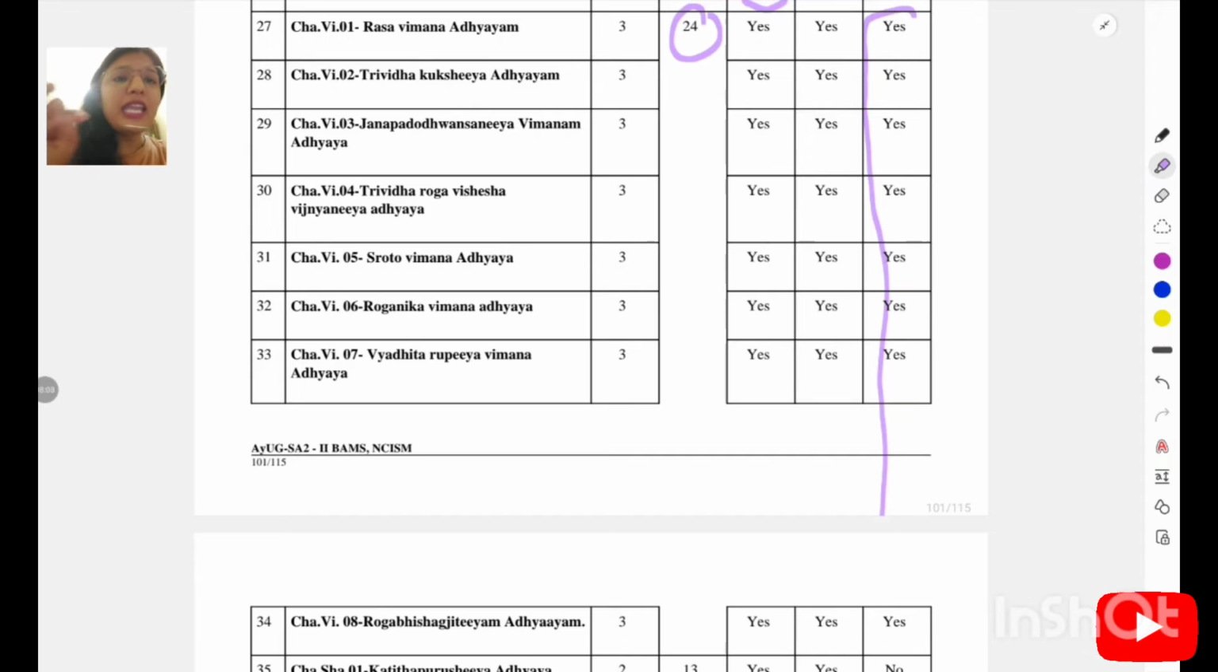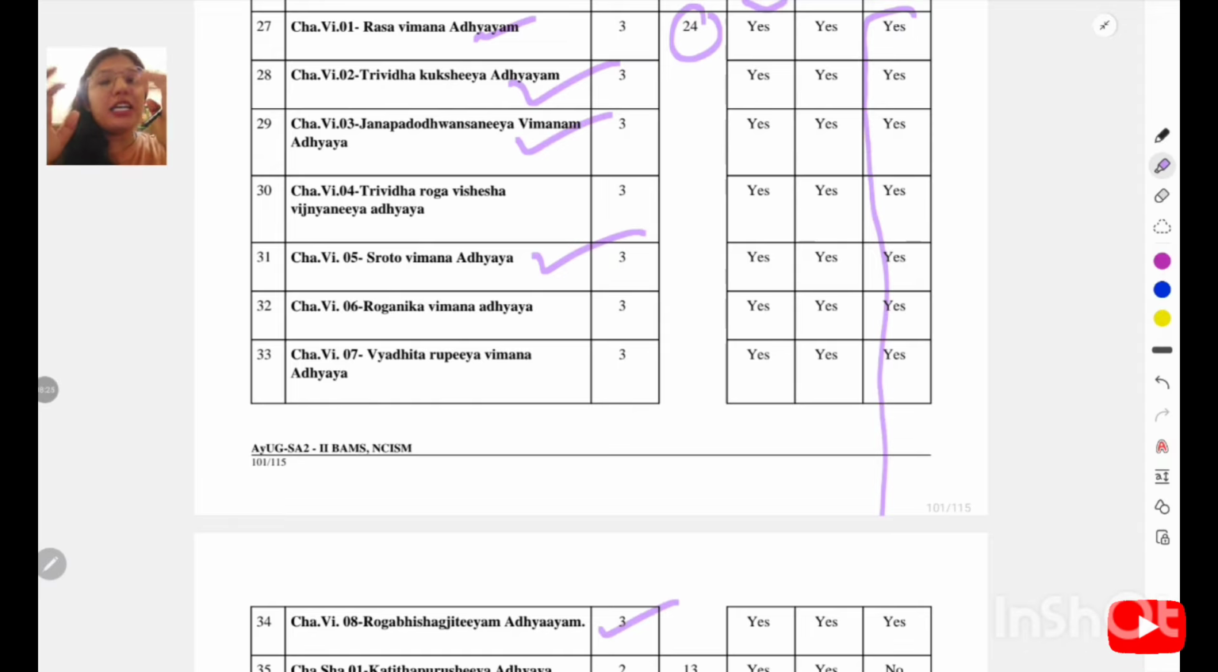Here also some things you already studied in your Nidana paper. For example, Srotas we already studied. Dashavida Pariksha we already studied, then Janapadodhvamsa we already studied, and somewhat the Ama concept we also studied, and in this Rasa Vimana, mainly the Ashta Ahara Vidhi and all that we already studied in the Swastha paper also.